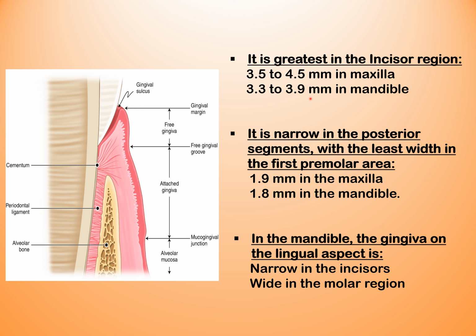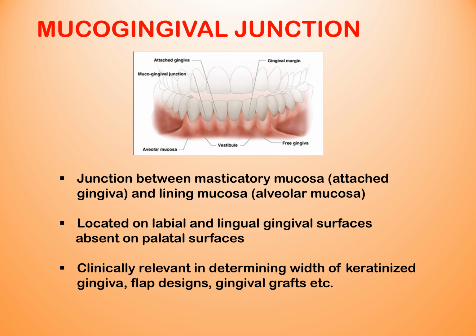The width of attached gingiva is found to be greatest in the incisor region. In maxilla, it varies from 3.5 to 4.5 mm. In mandible, it varies from 3.3 to 3.9 mm. In the posterior segment, it is narrow with least width found in the premolar area. In maxilla, it is 1.9 mm and in mandible, it is 1.8 mm. In the mandible, the gingiva on the lingual aspect is narrower in the incisor region and wider in the molar region.